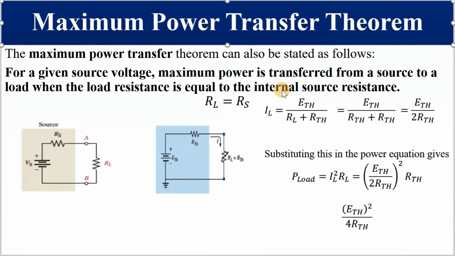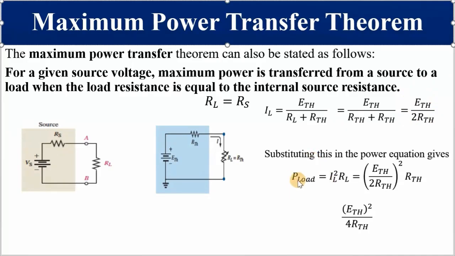How do you calculate IL, or the current through the load? We said RL must be equal to R-Thevenin, which means to find current, we divide voltage by resistance. Hence, total resistance is equal to RL plus R-Thevenin, but we know that RL is equal to R-Thevenin, so we can replace RL by R-Thevenin. So it's the same as saying E-Thevenin divided by R-Thevenin plus R-Thevenin, and mathematically R-Thevenin plus R-Thevenin is equal to 2 R-Thevenin. So this is how you find IL, the current that flows through the load, at maximum power transfer.